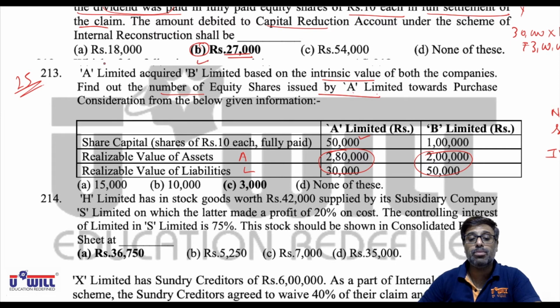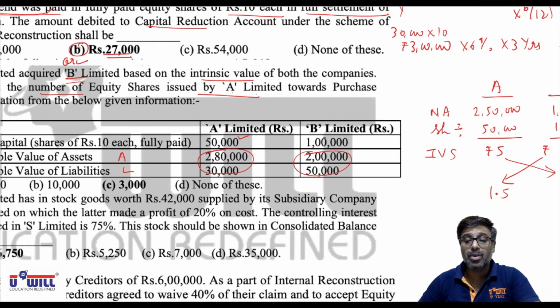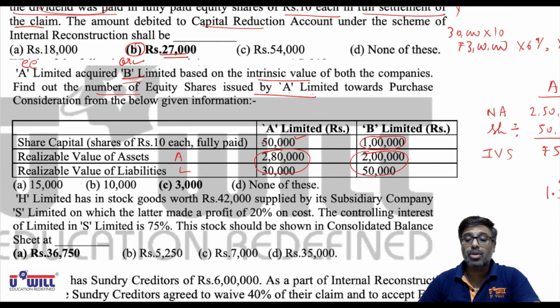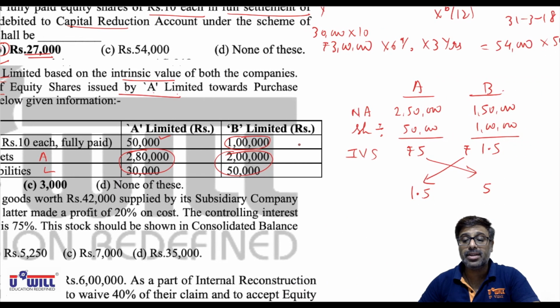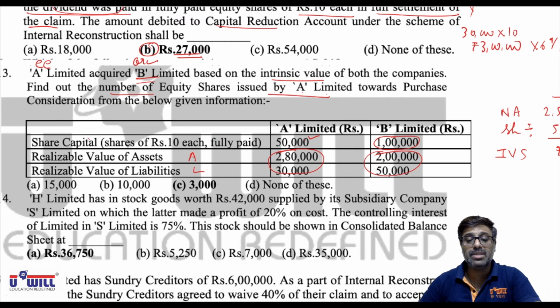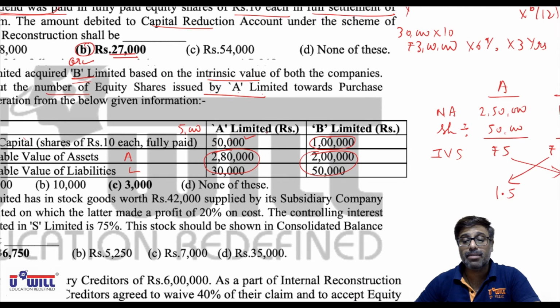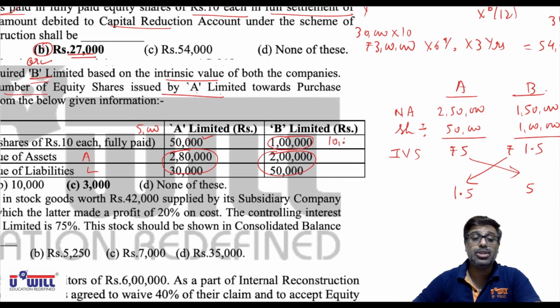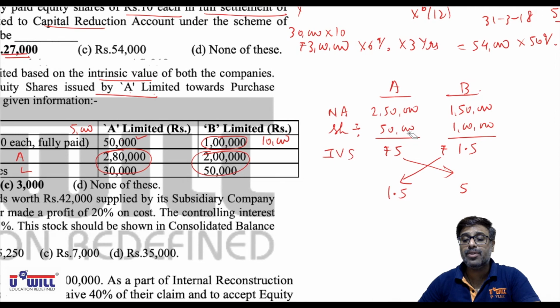A has acquired B, so B is the transferor company and A is the transferee. B is going into liquidation. How many shares does B have? 1 lakh is not actually the number of shares. Share capital is shares of 10 each fully paid. 50,000 divided by 10 means 5,000 shares. 1 lakh divided by 10 means 10,000 shares. It doesn't make any difference. Even if you take 5,000 and 10,000, your ratio will come the same.